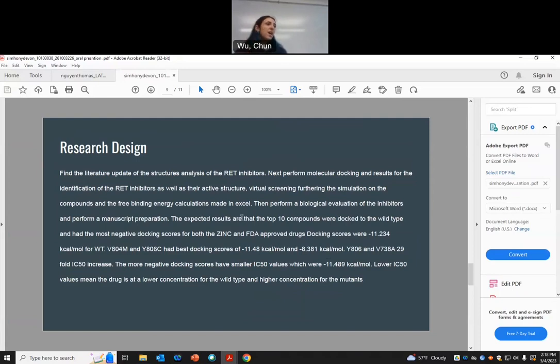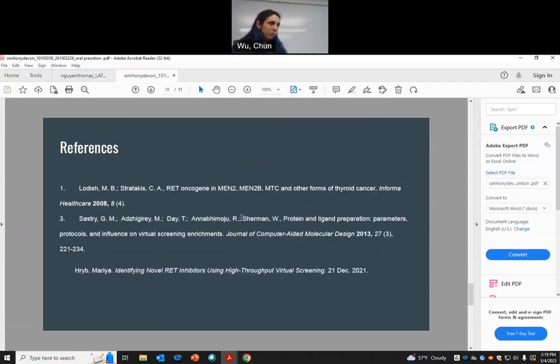The Y806C and the V738A had a 29-fold IC50 increase, and the more negative docking scores have smaller IC50 values, which were negative 11.489 kcal per mole. The lower IC50 values mean the drug is at a lower concentration for the wild type and a higher concentration for the mutants. And these were my references.